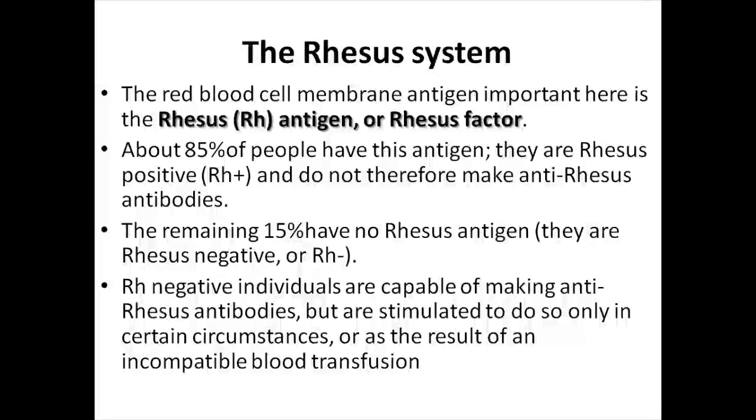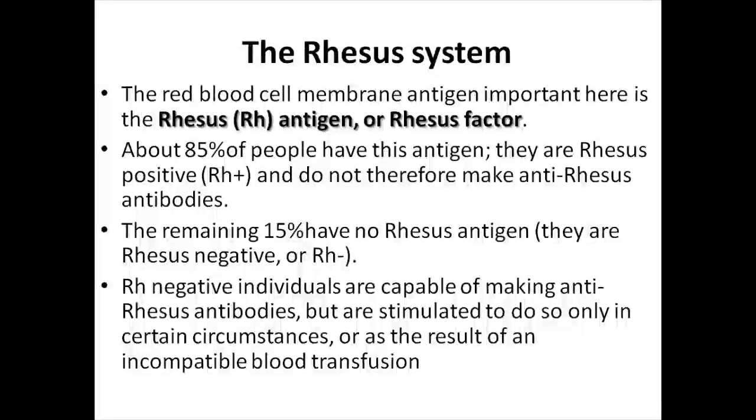So the red blood cell may also have this antigen, which is important here, the rhesus antigen. They also have this surface antigen, rhesus. And about 85% of people have this antigen. So you see the majority of individuals in the world have the surface antigen rhesus, and they are known as rhesus positive, and they do not make anti-rhesus antibodies. Because they are rhesus positive, their red blood cell surface has the rhesus antigen, their body cannot make antibodies against this rhesus.